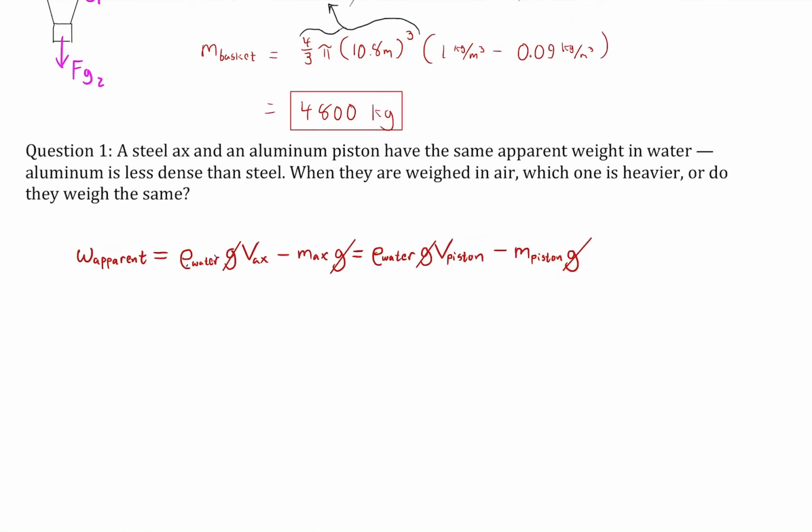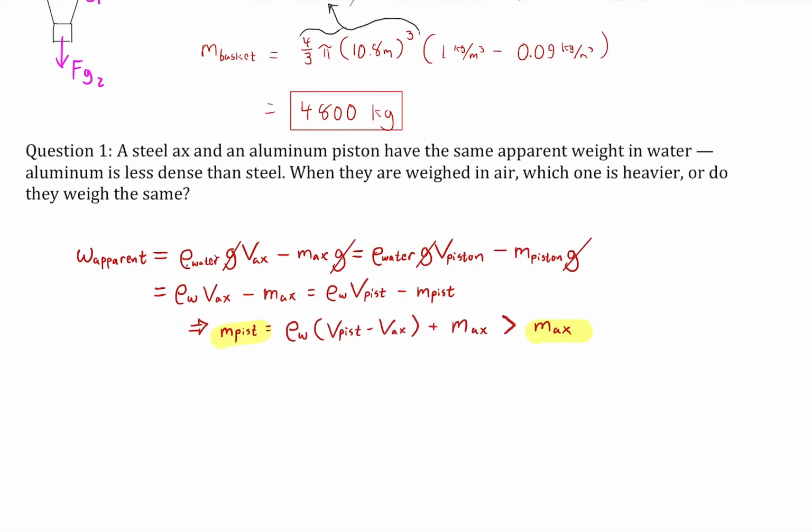Okay. Now we can say here that it's the volume of the piston and the volume of the axe because they are fully submerged. I guess we have to assume that, but they are fully submerged. And then g cancels out, right? And setting these two things equal to each other. So that's all we're doing is setting these two equations equal to each other. Okay. And then I just cleaned it up a little bit. Still have them equal to each other.